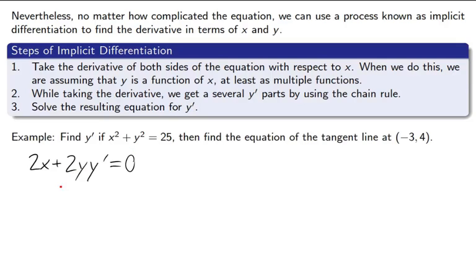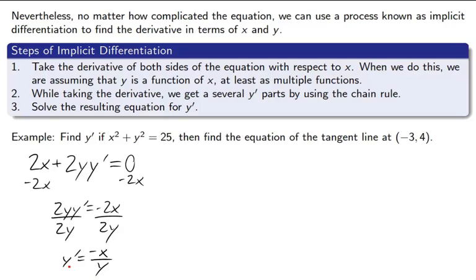What we're going to do now is just solve for y prime. If I subtract 2x from both sides, I get 2y y prime equals negative 2x, and I'll divide by 2y and simplify to get that y prime is negative x over y.